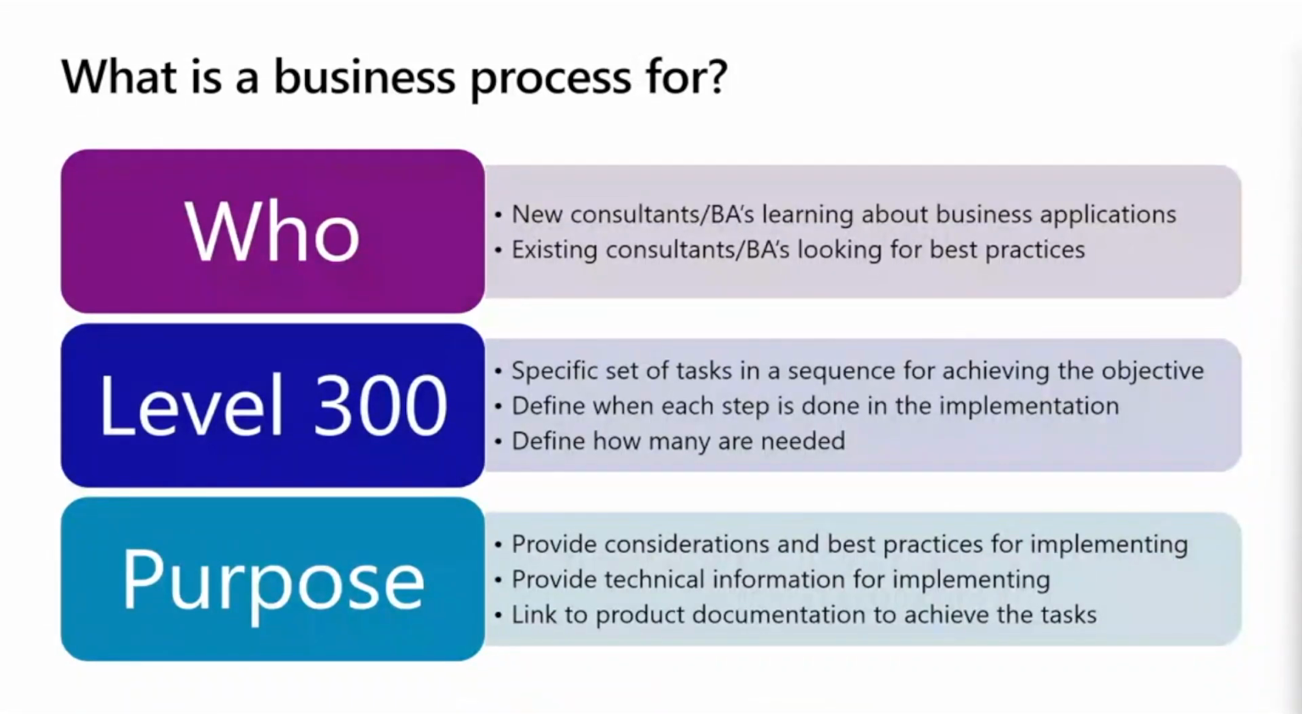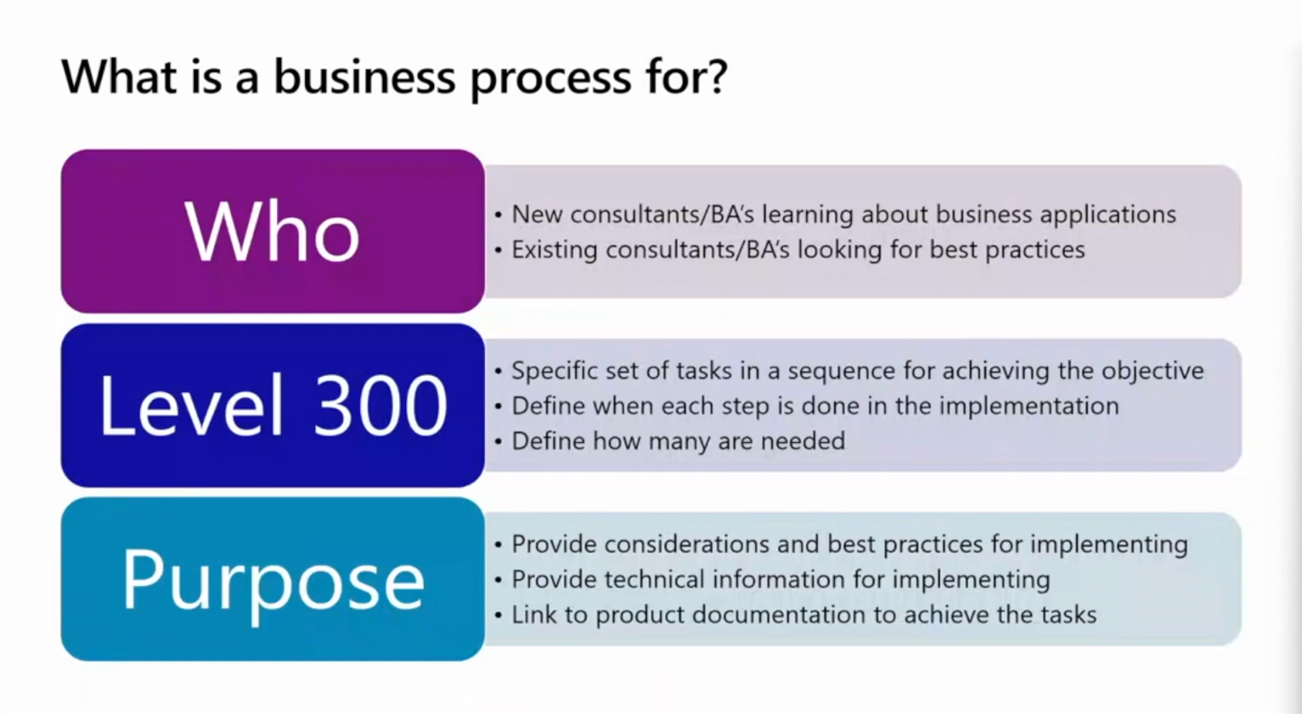If you already know a particular area of the system, you can find recommendations and best practices on how to implement a particular business process with Dynamics 365. We expect that all of our business process articles will be written at about a level 300 in terms of the amount and detail of information included.